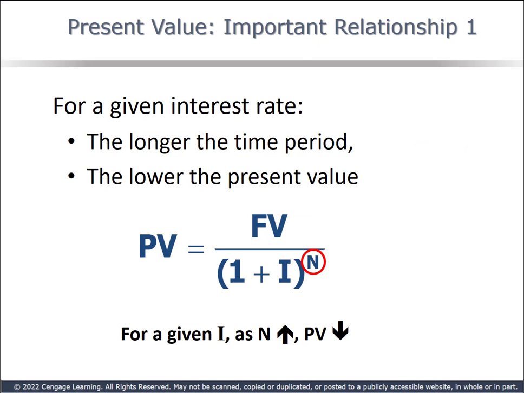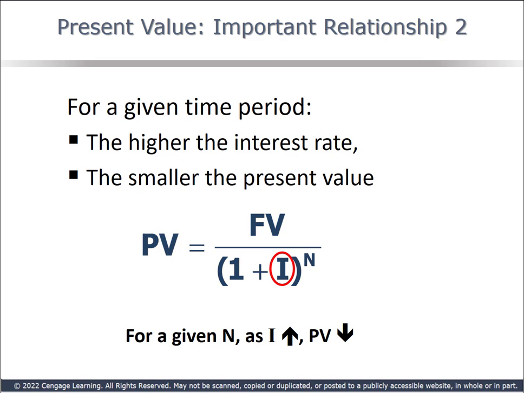Looking at the present value equation, for a given interest rate, the longer the period, the lower the present value, meaning the greater N, the larger the denominator, the smaller the result. The further in the future a cash flow will be received, the less it's worth today. So the relationship between present value and N is indirect. As one increases, the other decreases.